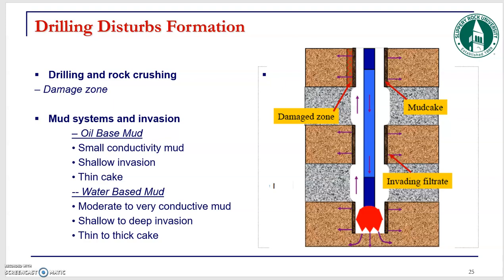Now if you have water-based mud, you have moderate to very conductive mud because it's water-based, usually has some salt and it's conductive. And water-based mud could invade your formation to higher depths, from shallow to deep invasion depths, and it's a thin to thick cake.